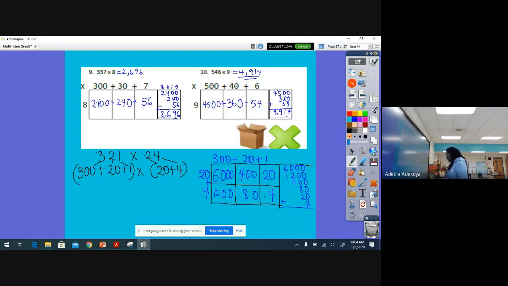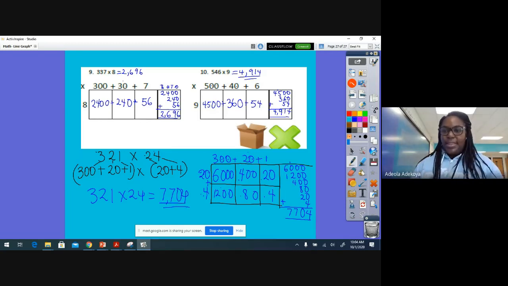Zeros plus 4 will give me 4. 8 plus 2 will give me 10. And I'm going to carry over the 10s in that number. 1 plus 2 is 3, plus 4 is 7, and then 6 plus 1 is 7. So here, the answer to my initial problem, which was 321 times 24, is 7,704.